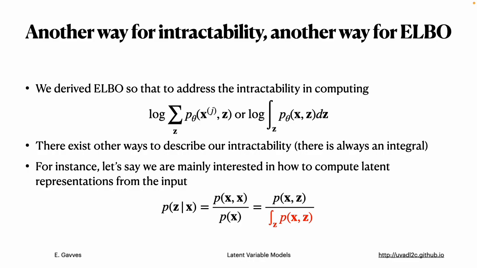The true posterior tells me, given my input, what are the likelihoods for all the different values of my latent variable. So basically, this should peak very highly for values of z that are very good representations of my input. Now, if I apply Bayes' rule, I can rewrite this as p of x comma z over the integral of p of x comma z with respect to z. Again, an integral, we cannot avoid it. So this now brings our intractability.